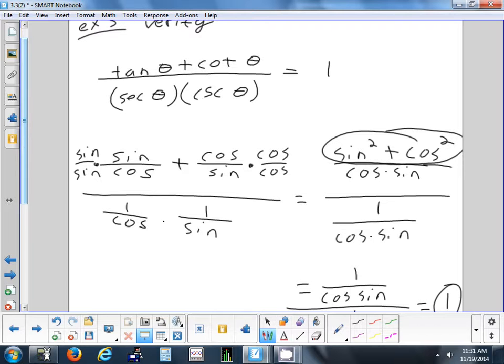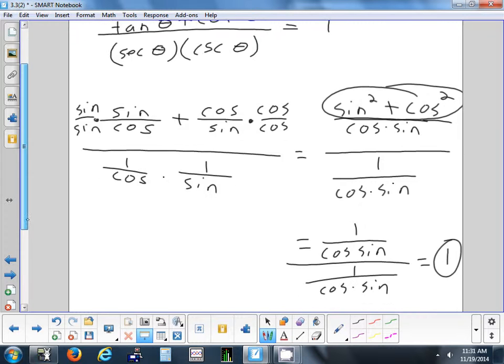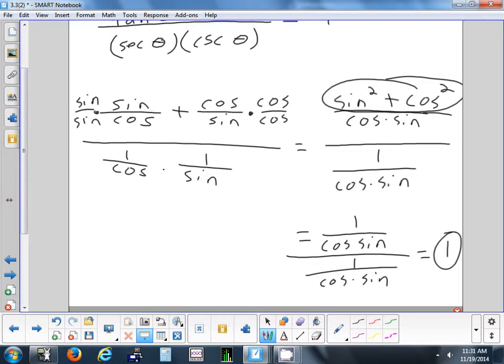All right, so we changed to sines and cosines, found a common denominator, and used a Pythagorean identity. I don't think there was as much involved in this problem as the last one. So maybe this one was a little easier, but not super easy. Not too bad. Hey, any questions on that one?